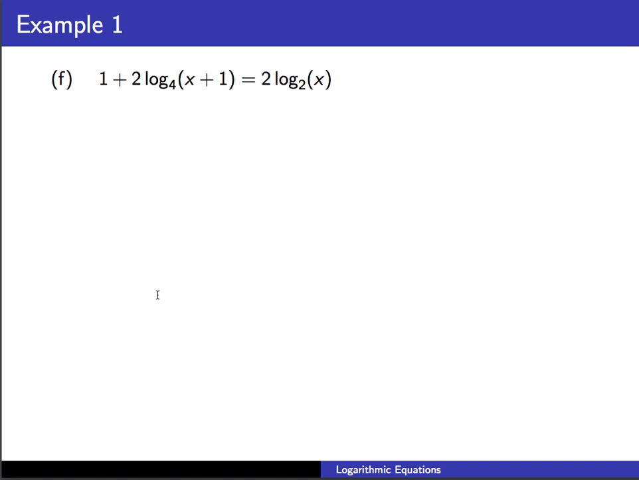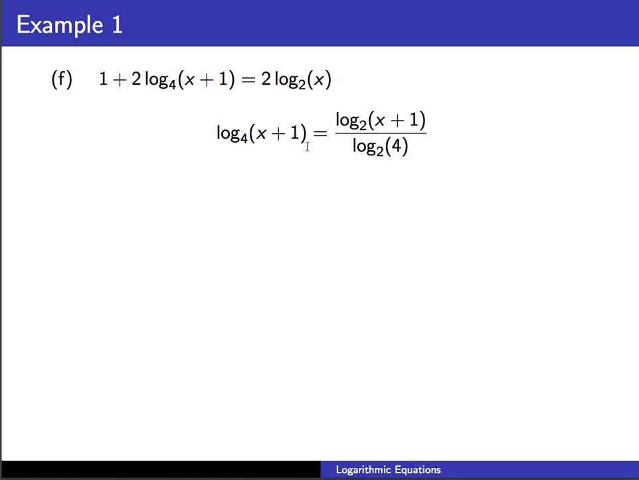All right, example 1f, we have 1 plus 2 times log base 4 of x plus 1 equals 2 times log base 2 of x. So first up, let's rewrite log base 4 of x plus 1 using the change of base rule. We're going to write that with a base of 2, since this is the base that we have on the right-hand side. We could take the log base 2 of x and write that with a base of 4, but instead we're just going to take this log base 4 of x plus 1 and write it using the change of base rule for a log with a base of 2.